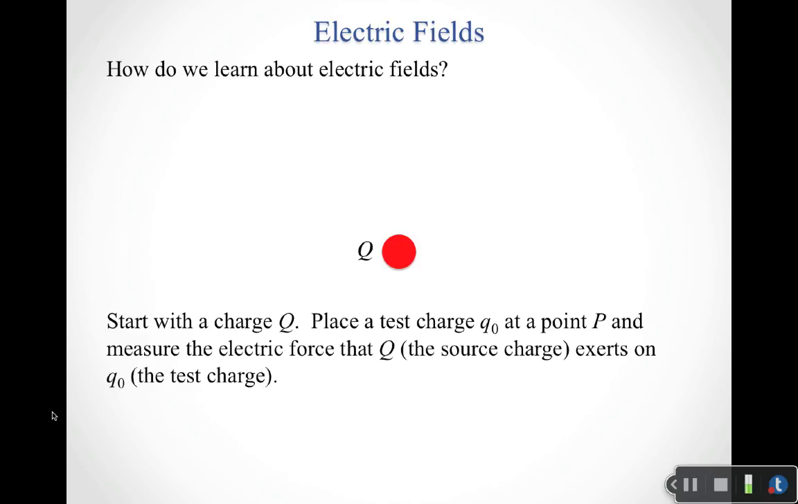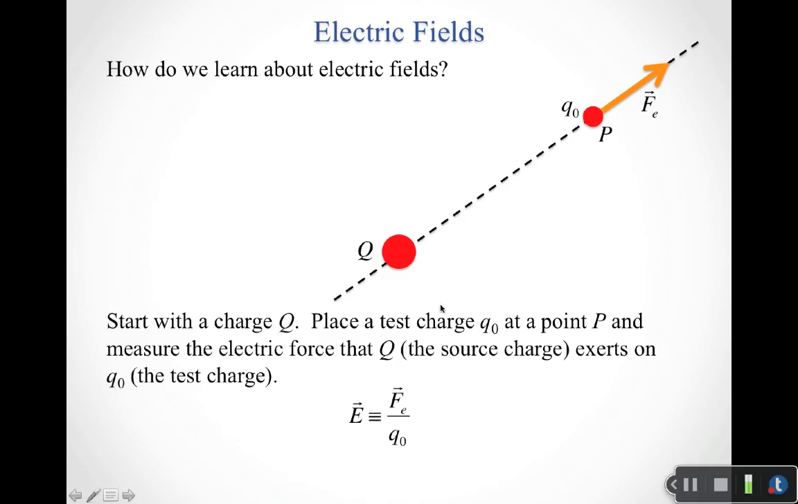We're going to start with a charge Q. There it is, sitting out there in space. What we're going to do next is bring some test charge and put it at a point P. So here's our point P, and you can see the line that connects point P to our charge, big Q. I'm going to bring in my test charge and place it there at point P, and measure the electric force that big Q, which is my source charge, exerts on Q naught, which is my test charge. I care about that force that I know how to measure through Coulomb's law.